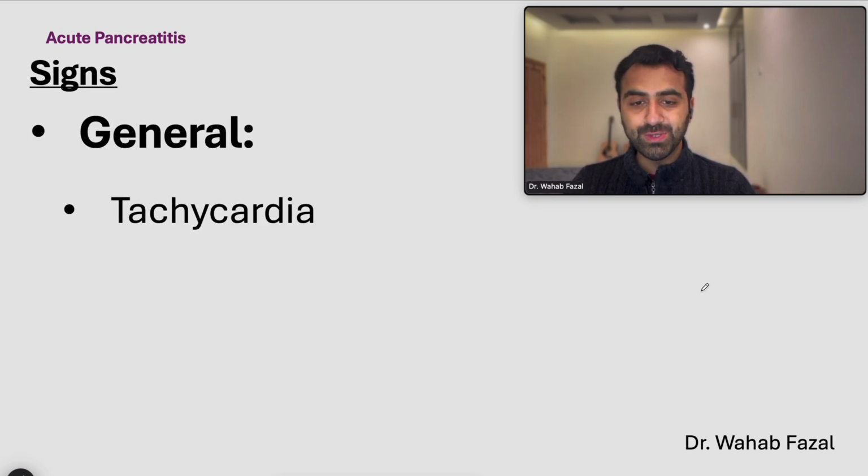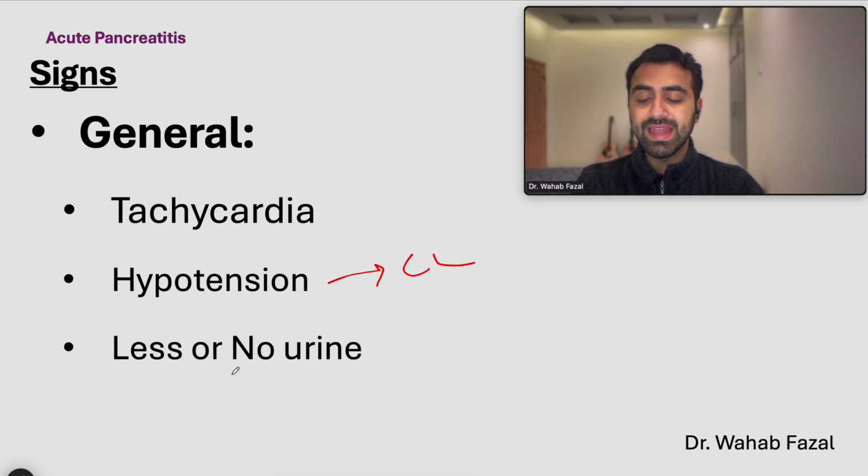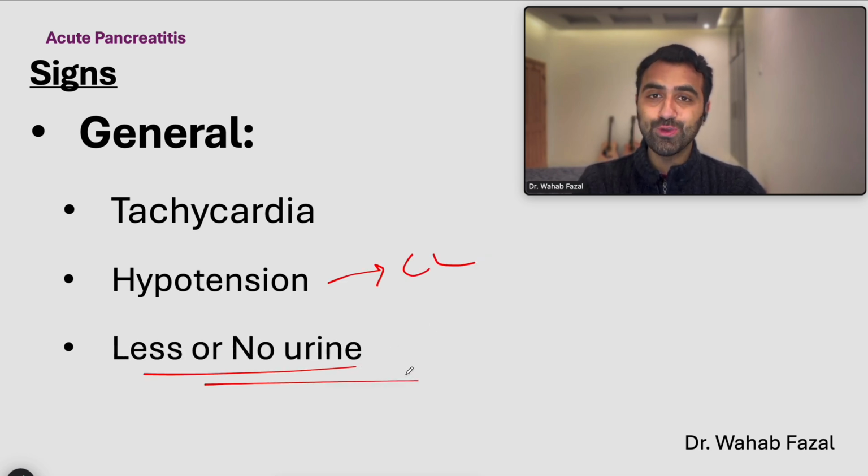What are some other signs you can see? Tachycardia, increased heart rate, because the patient is in a lot of pain and there is some inflammatory process happening in your body. Hypotension, decreased blood pressure. I told you already how that happens, again due to capillary leakage. Then less or no urine. Why less or no urine? Because your body might be going into hypovolemic shock. That fluid is moving out of your blood vessels.